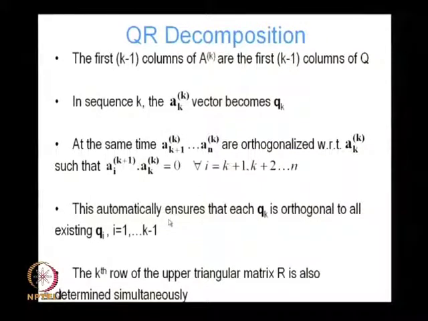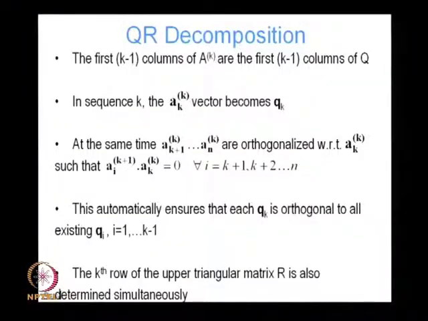So, basically let me go over it again. We start with the first column vector of A, and make it the first column vector of Q. But in order to do that, I have to make sure that all the remaining column vectors of A are orthogonal to that Q. How are we going to do that? From each of those remaining column vectors, I am going to project out the component of Q.